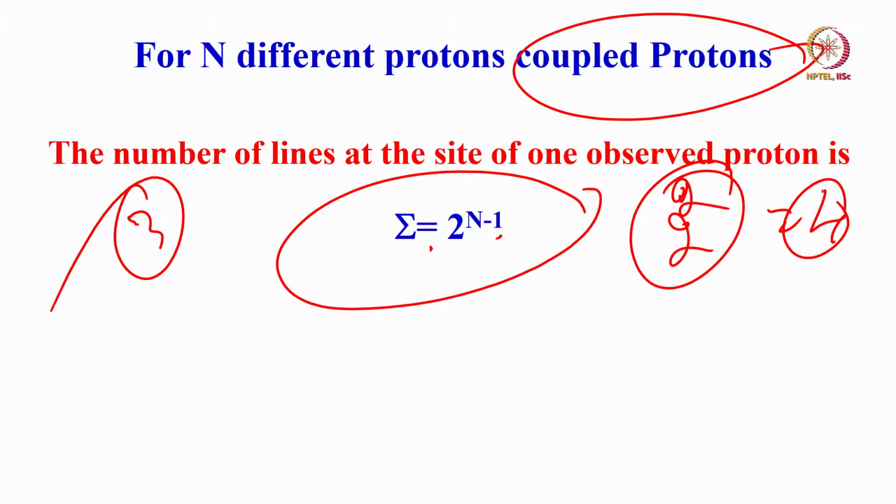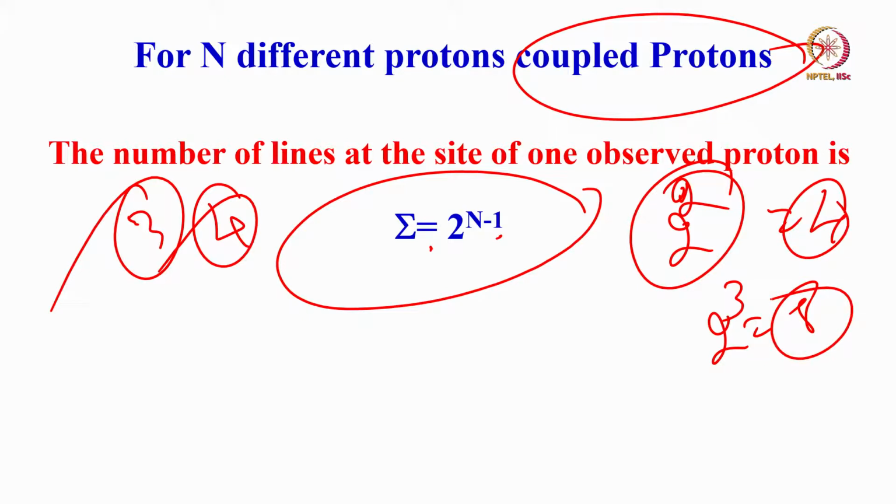For each proton at its respective chemical shift position, we got 4 peaks. So, the 3 spins are coupled. If there are 4 coupled, what will happen? 2 to the power of 4 minus 1, 2 cube. So, at the respective chemical shift position of each proton, you are going to get 8 lines. Now, with 4 protons coupled, 8 into 4, 32 lines. Here 3 protons are coupled with 4 lines each, 3 into 4, 12 lines. That is how it goes.